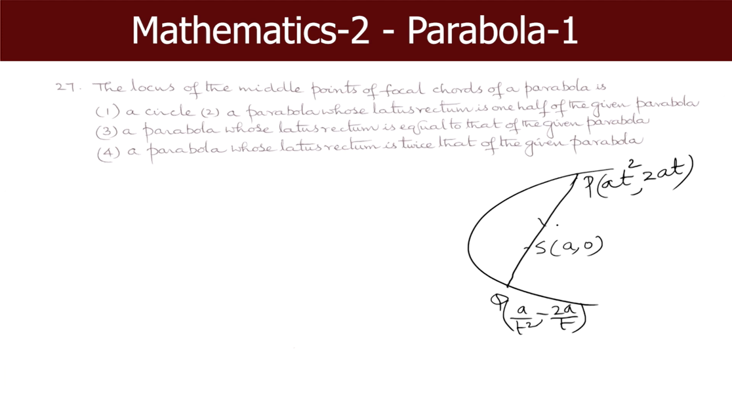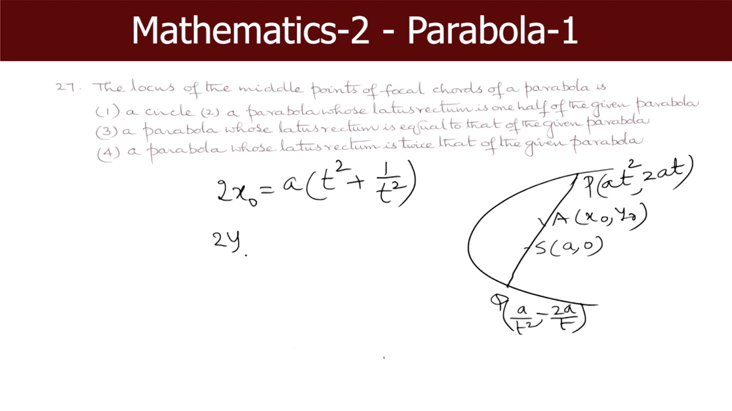What is the midpoint A, x naught, y naught? What is the locus of the midpoint of PQ? This is the focal chord of the parabola, and A is the midpoint. So, A is the midpoint if and only if 2x naught equal to A into t square plus 1 by t square, and 2y naught equal to 2A into t minus 1 by t.